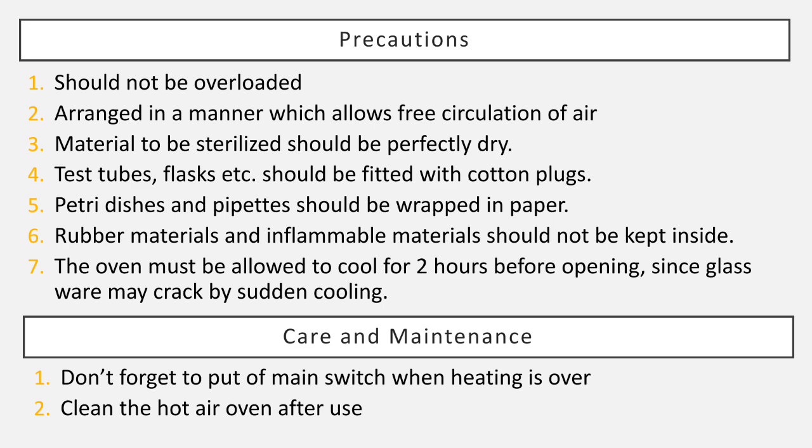So, precautions: the oven should not be overloaded and materials should be arranged in a manner which allows free circulation of air in between them, and the material to be sterilized should be perfectly dry, so it should be air dried before we keep it in the hot air oven. Test tubes, flasks, etc. should be fitted with cotton plugs, and petri dishes and pipettes should be wrapped in paper, and rubber materials and inflammable materials should not be kept inside because they are flammable.